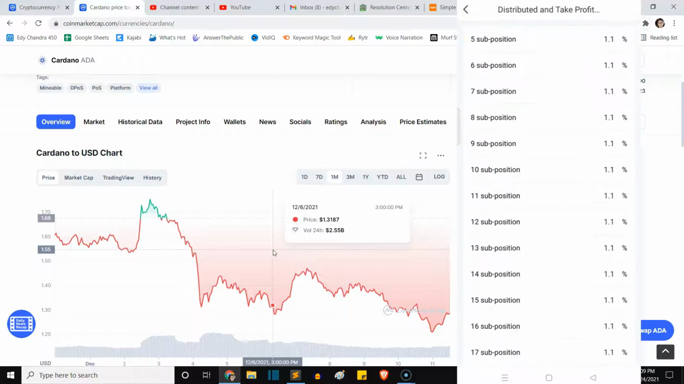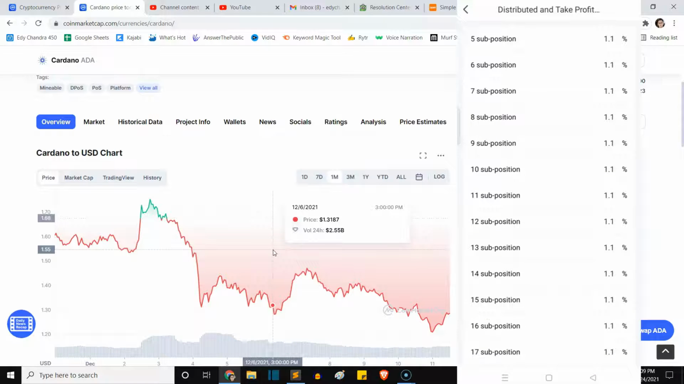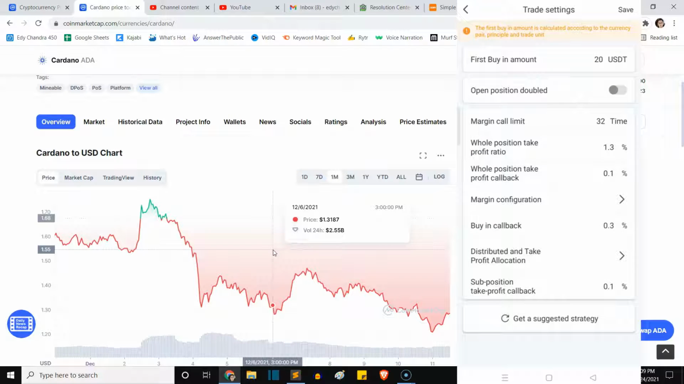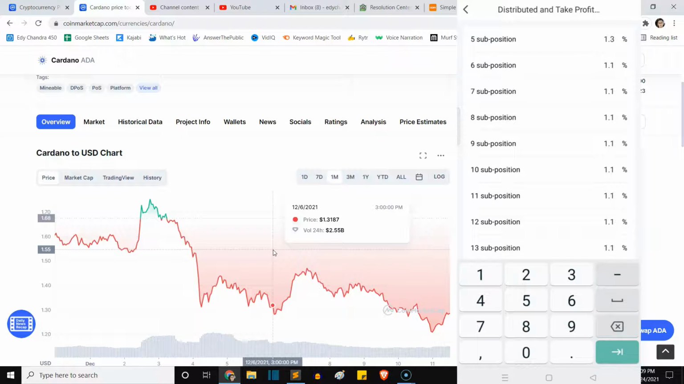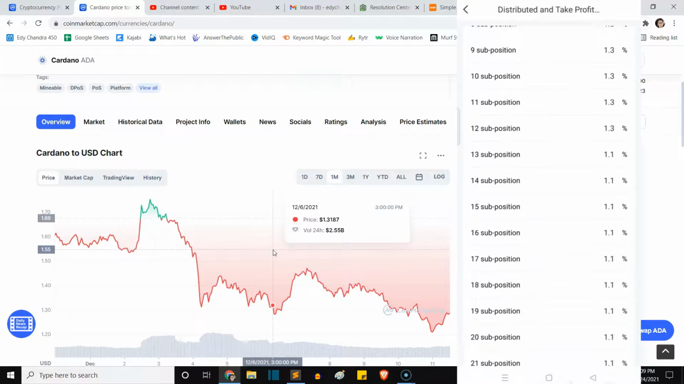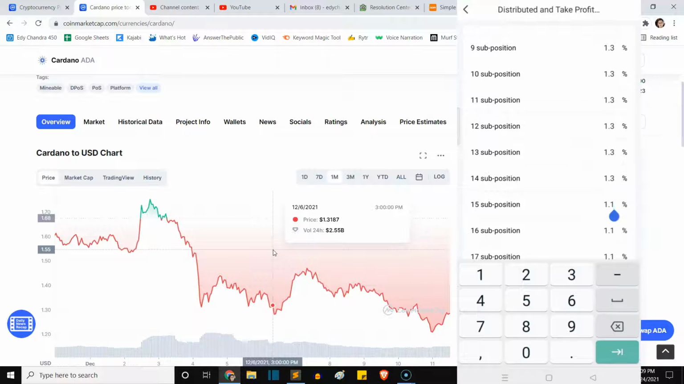And this is the sub-bin take profit. It's the same thing as your whole position take profit ratio, 1.3%. So instead of 1.1%, I will change it to 1.3 for all of them. So it's the same as the previous setting. This is for sub-bin, guys, which is only for layer 5 until layer 32.